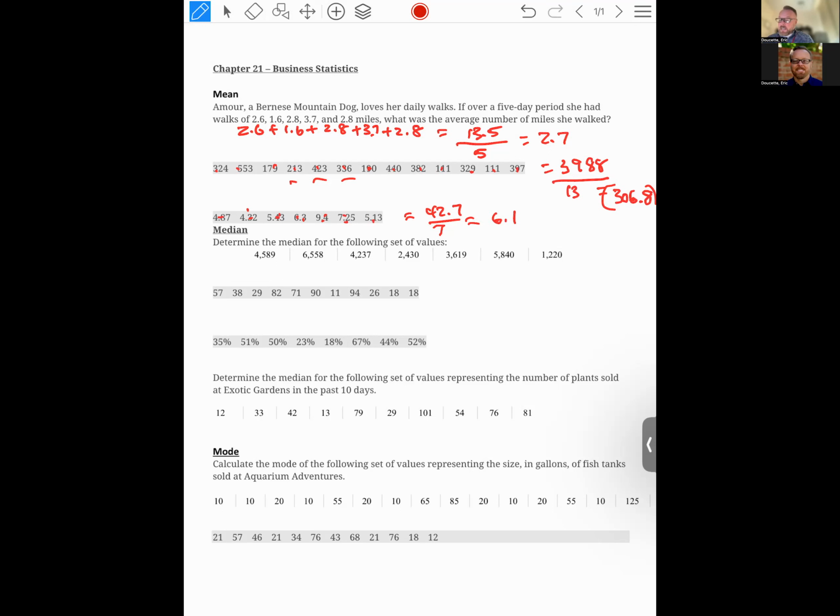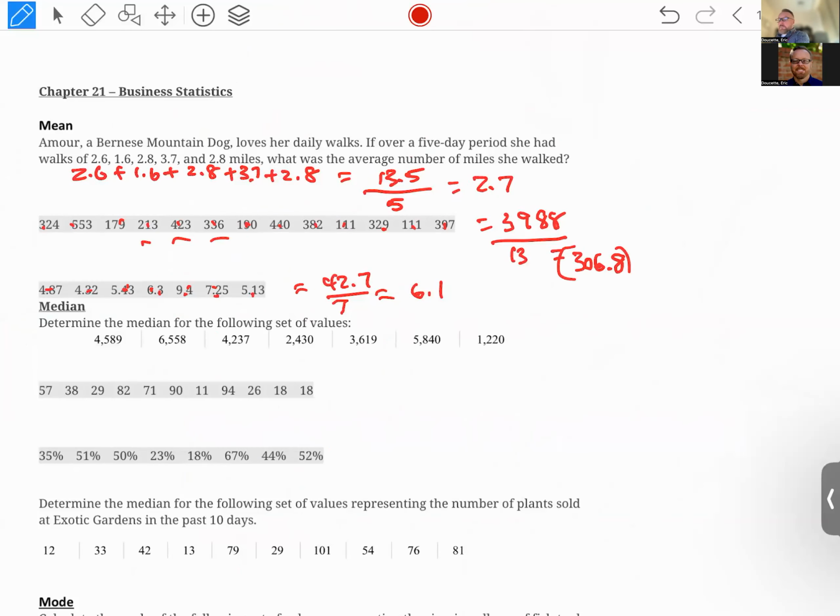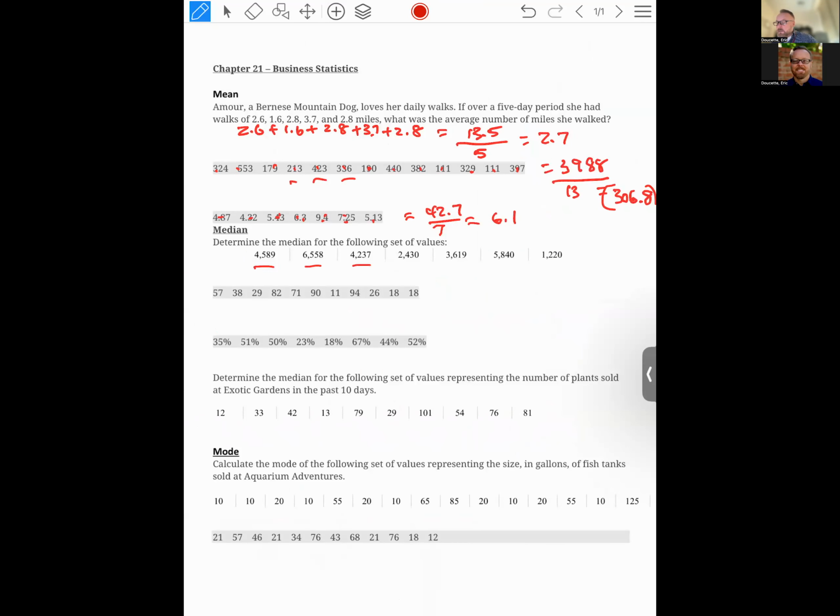So that's mean. The second one is median, and median is basically determining the middle number of a data set. In this case, you typically have to put your numbers in order so you know what the middle number is as far as value. So if you were to take the data set that's there, 4,589, 6,000, anyway, if I put all of these in order, I'm just going to figure out which one's in the middle.